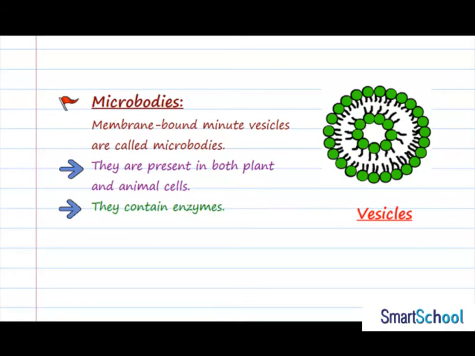Another important small organelle of the eukaryotic cells is microbodies. Microbodies, as the name suggests, micro, they are small in size. Now they are membrane-bound minute vesicles and are known as microbodies. So they are membrane-bound and they are minute vesicle-like structures. They are present in both plant and animal cells and they contain various enzymes for the reactions taking place inside the eukaryotic cell.